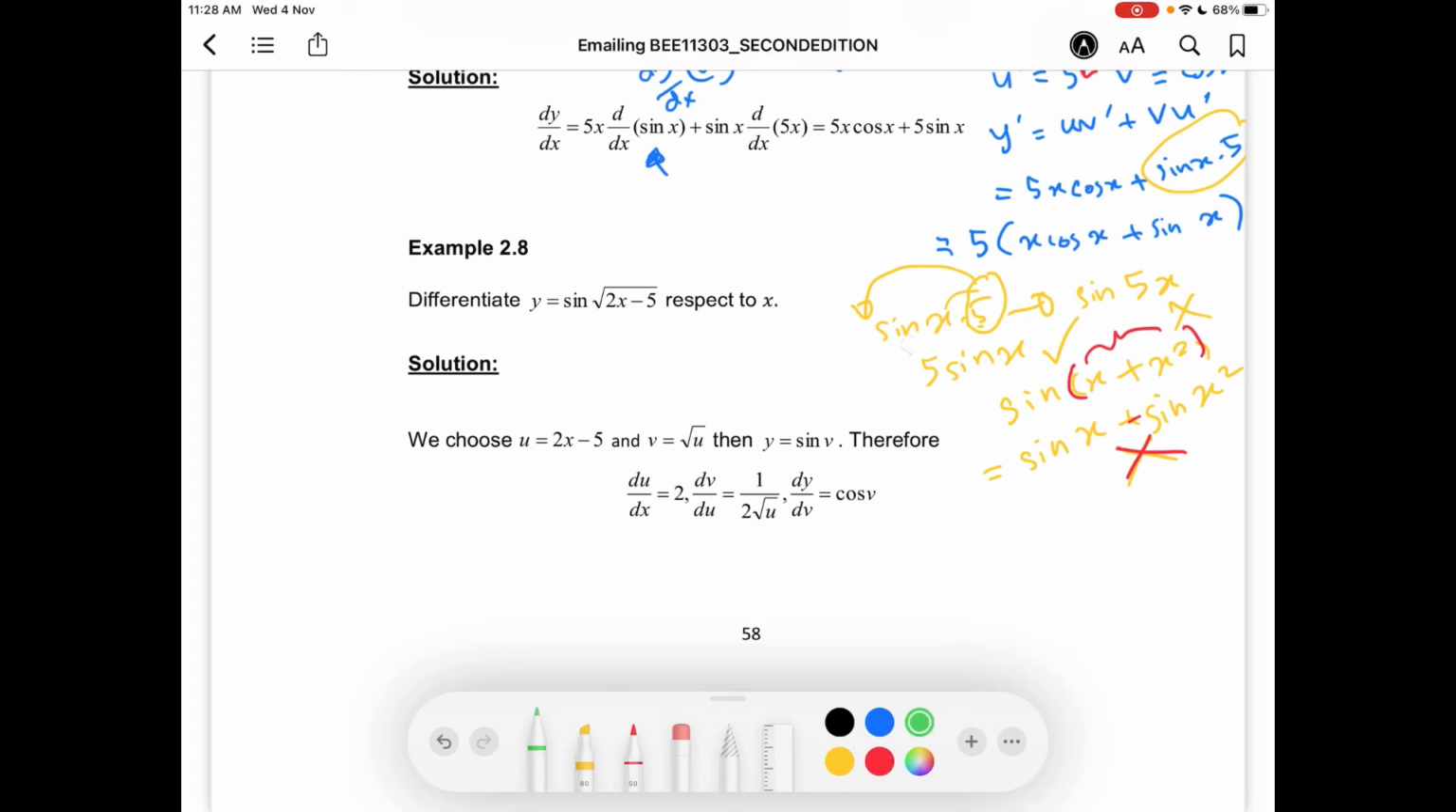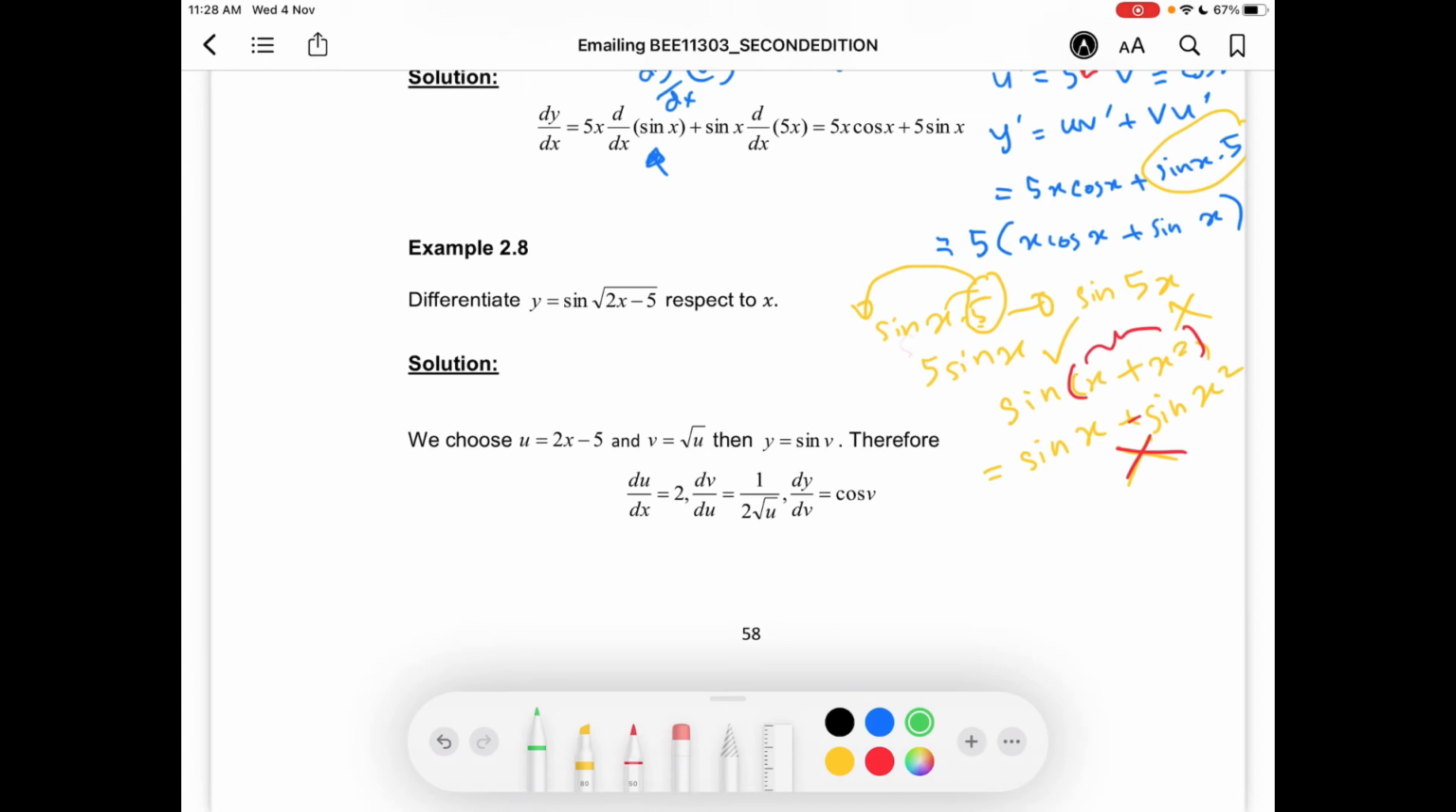Now we go to example 2.8. Differentiate y equals sine of the square root of 2x minus 5 with respect to x. Here there is a function within a function. This is a composite function, so you need to apply the chain rule.